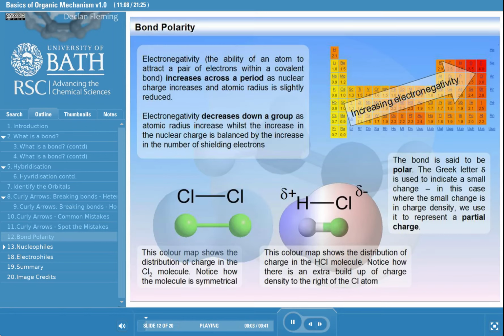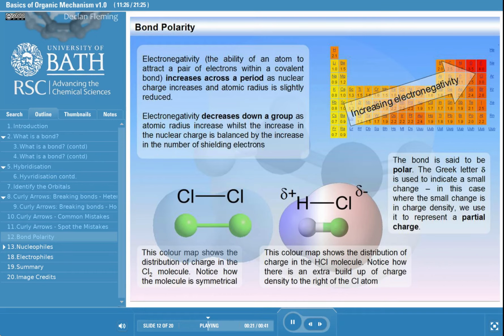In a homonuclear covalent bond, i.e. both atoms are the same, the pair of electrons are shared evenly. However, if one atom is more electronegative, it will be able to pull the bonding pair of electrons towards itself, resulting in more charge at that end of the molecule. The bond is said to be polar.